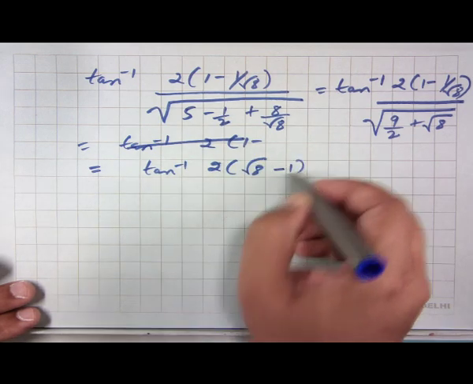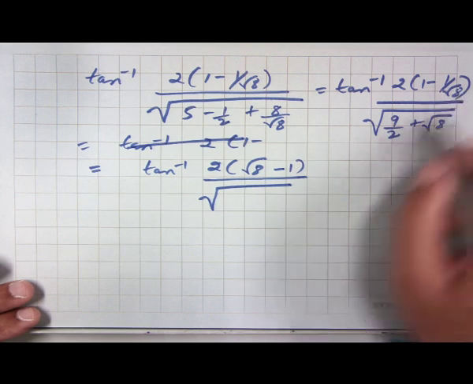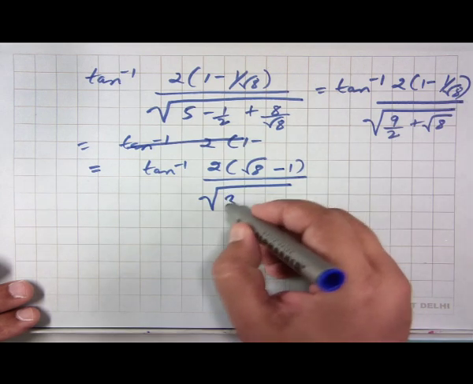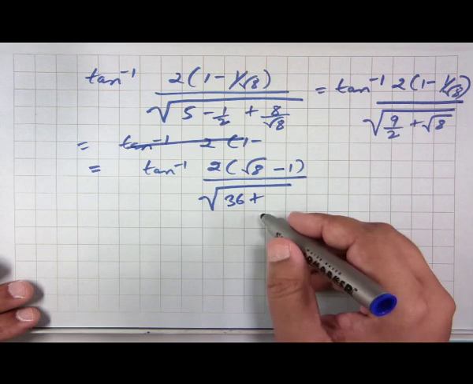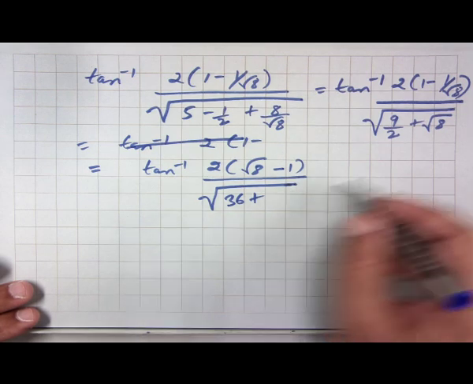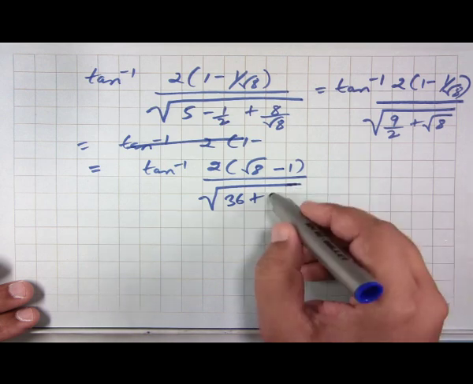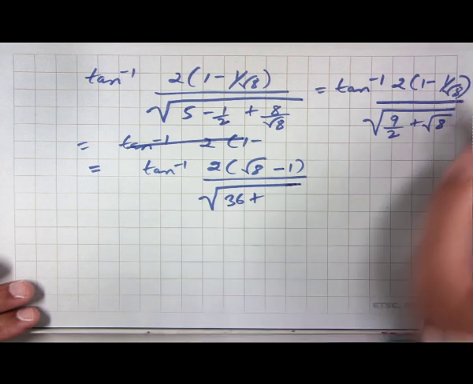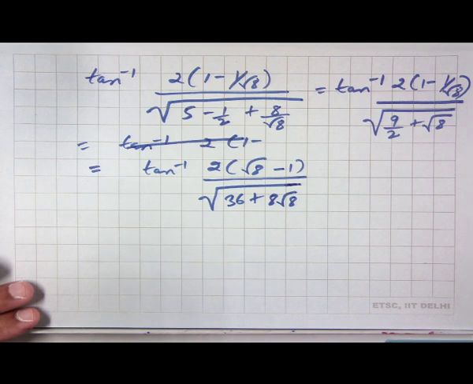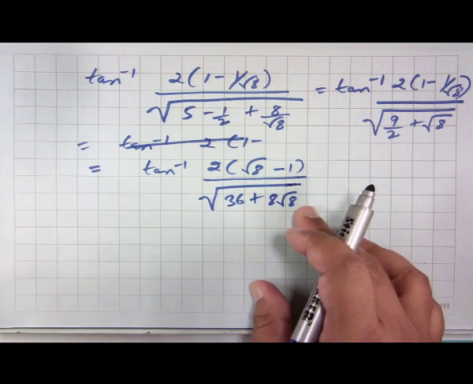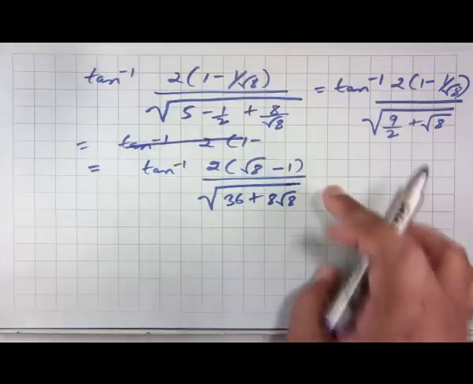and that is equal to tan inverse of 2 into square root of 8 minus 1 by square root of, so we take the square root of 8 to the denominator here, we get 36 plus 8 times square root of 8. So, this is for the other term. So, this particular term here, sine inverse of 2 by 3 times this, is equal to tan inverse of this thing.